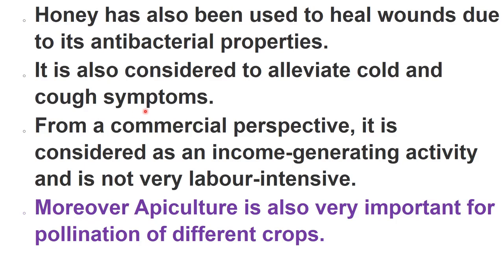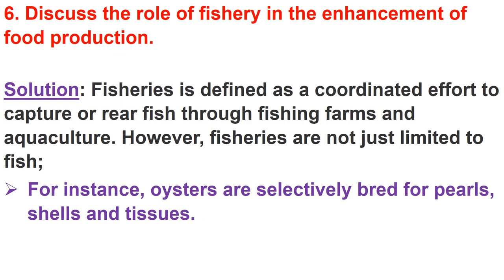Other than these benefits, apiculture is also very important for pollination of different crops, right? Because you know, honeybees are pollinators for different crops like brassica and sunflower. So it is important for pollination also. One more NCERT question is there, that is question number 6 of NCERT, and the question is, discuss the role of fishery in the enhancement of food production. How is fishery important for the enhancement of food production?